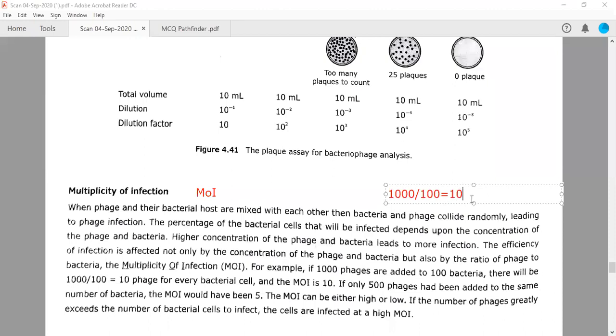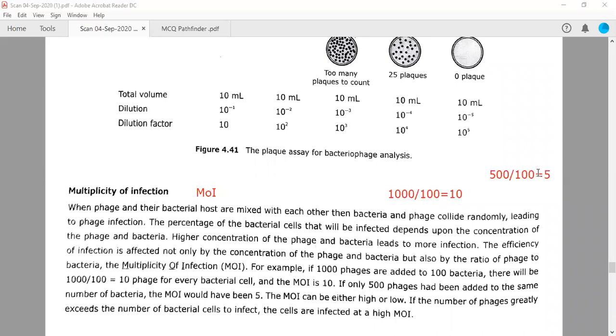So this number, which you get by this ratio, with viruses here and bacterial cells here, is known as multiplicity of infection. It tells you how many viruses are going to infect the same bacterial cell. If only 500 viruses are added to the same culture of 100 bacteria the second time, it is only 5, right? So the multiplicity of infection will decrease.